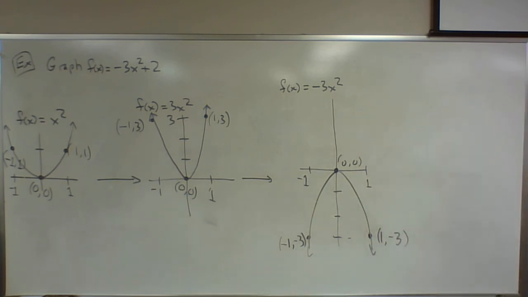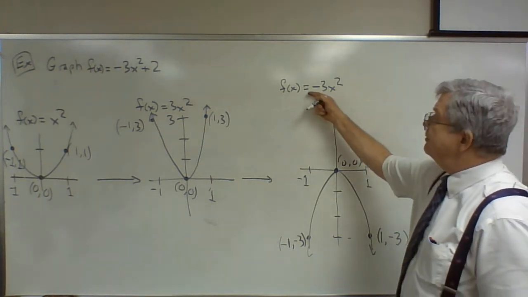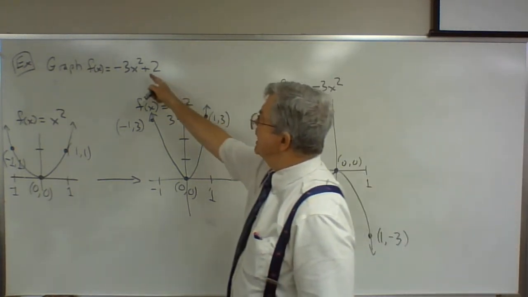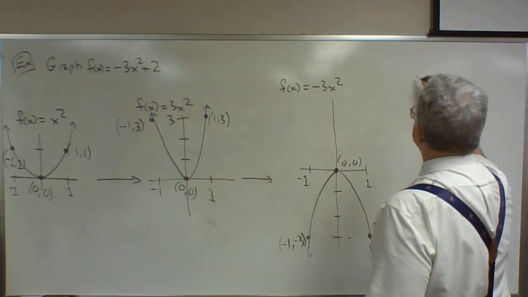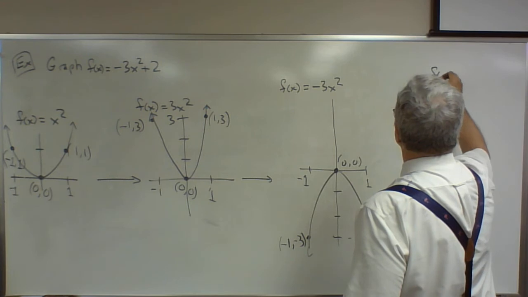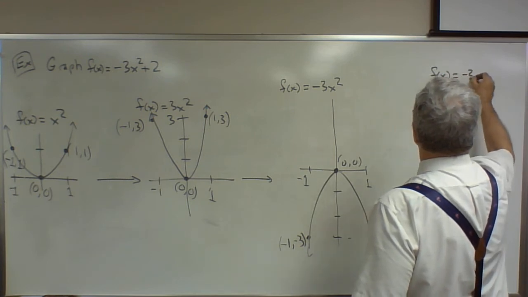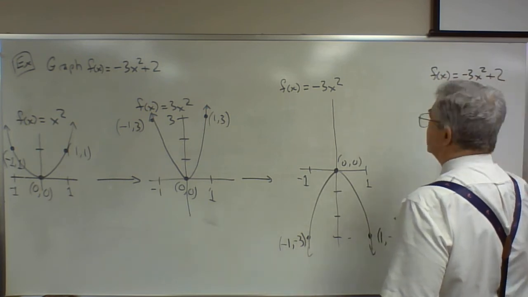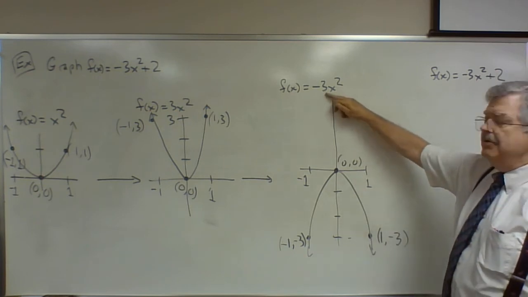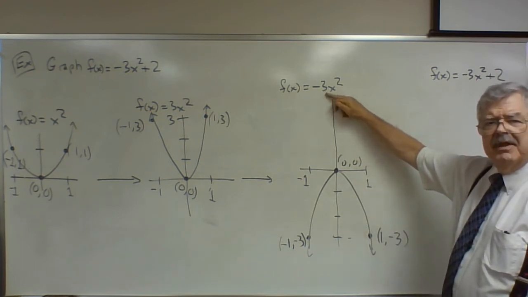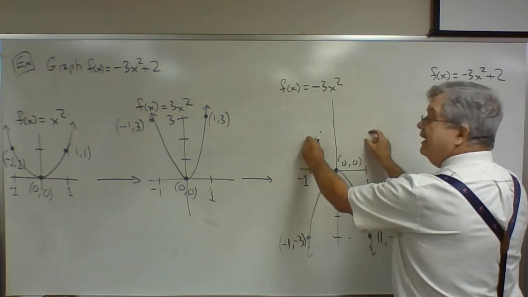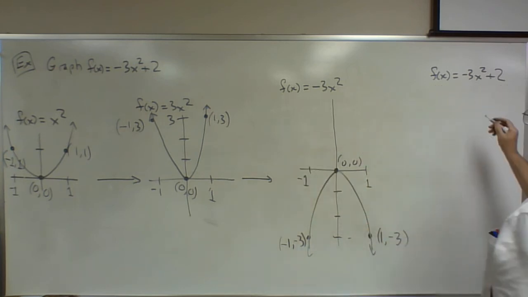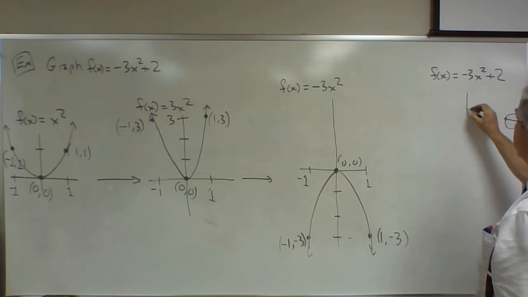Oh, we're looking good. And then finally, I take this graph and I do the last thing that I have to do, add 2. When I add 2 to the graph of this function, isn't that going to take this function and move the whole thing up vertically 2 units? I think it will.